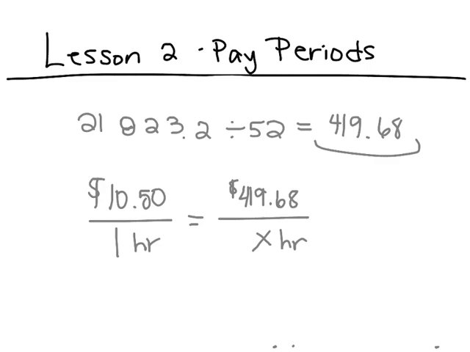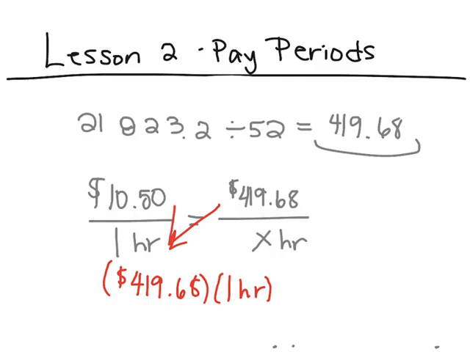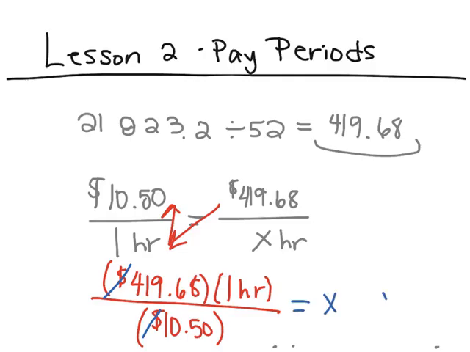Now we have a proportion. We will use proportional reasoning to solve for X. So you're going to multiply across, so $419.68 times 1 hour, then divide by 10.50. Our dollar signs will cancel out, and we will be left with hours, and you should get X to equal 40 hours. So on average, she works 40 hours a week.